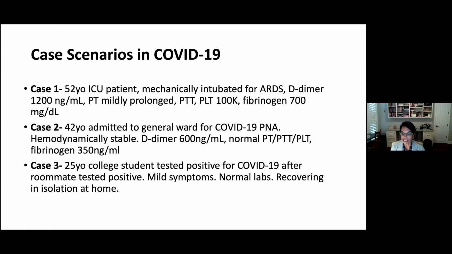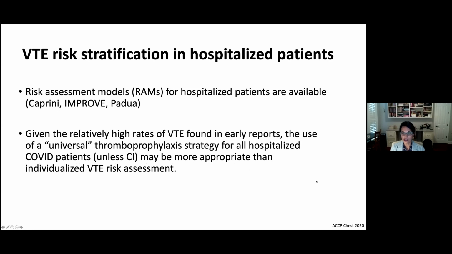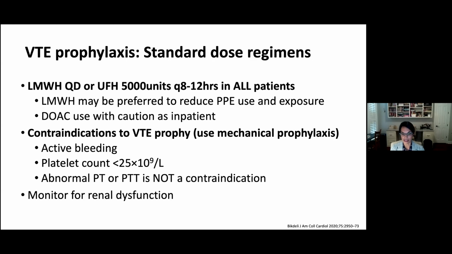So how do we treat each of these patients? Traditionally, for any acutely ill hospitalized patient, we assess the risk of VTE on admission to guide VTE prophylaxis. There are several validated risk assessment models for non-COVID hospitalized patients that are available. However, given the relatively high rates of VTE found in early reports, the use of a universal thromboprophylaxis strategy for all hospitalized COVID patients, unless there are contraindications, may be a more appropriate approach than an individualized VTE risk assessment.